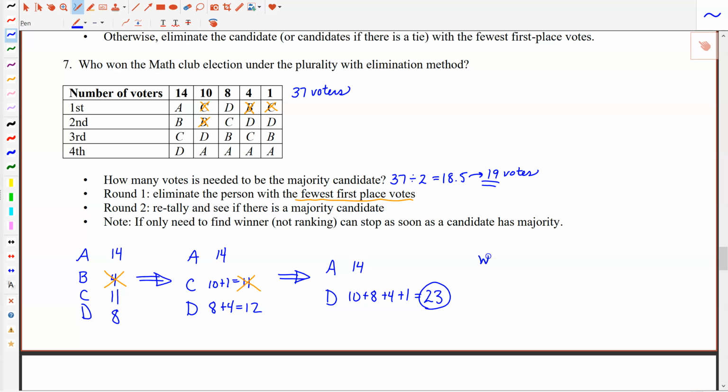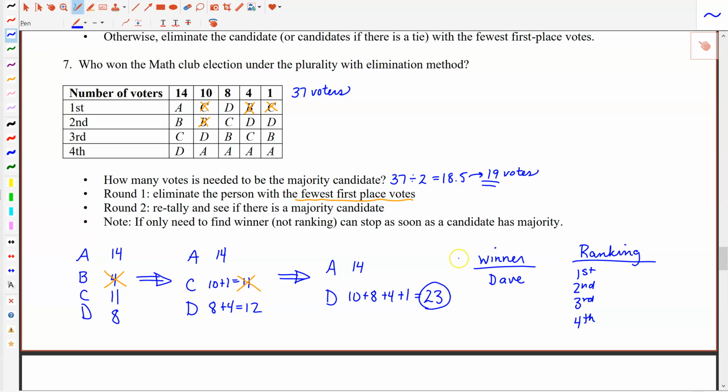All right, so the winner for this election, under the plurality with elimination method, would be D or Dave. And if you need to do a complete ranking, keep into account your first, second, third, and fourth place.